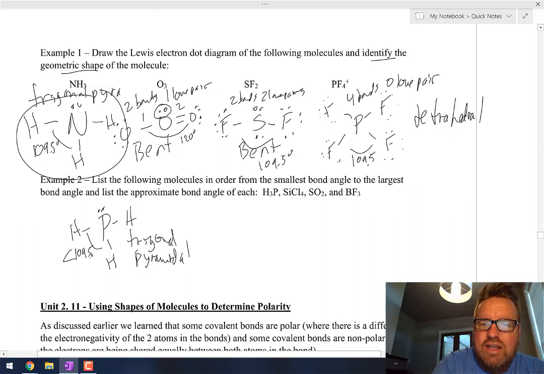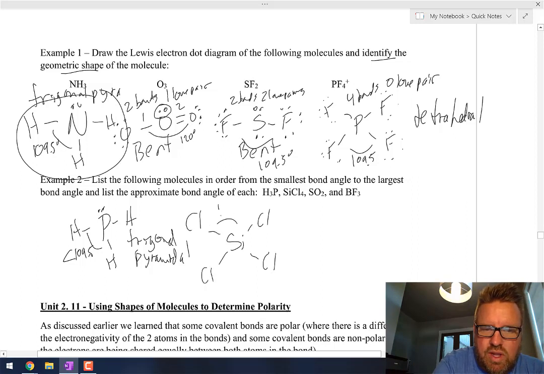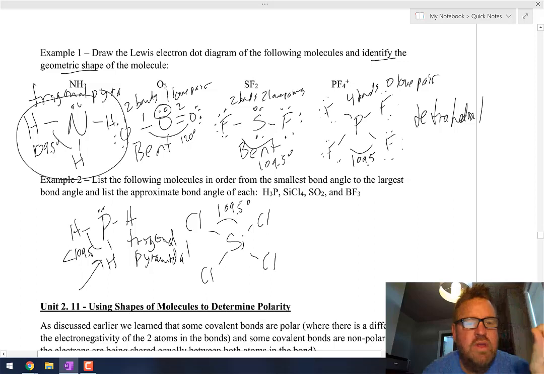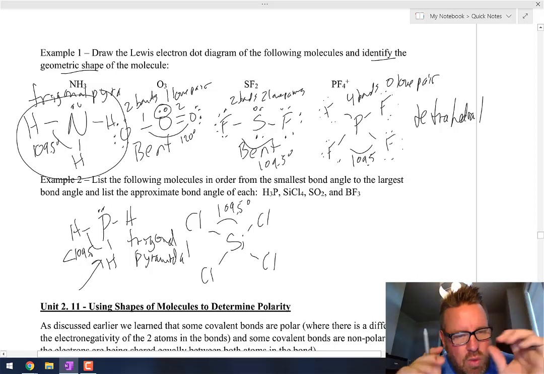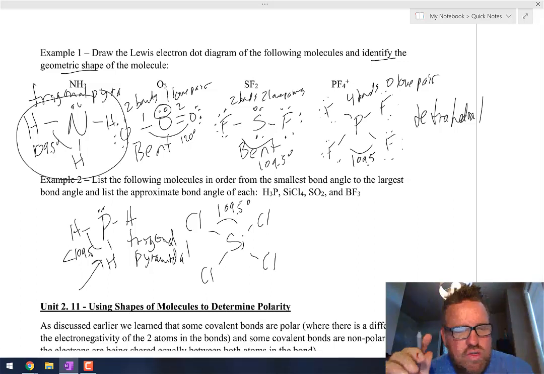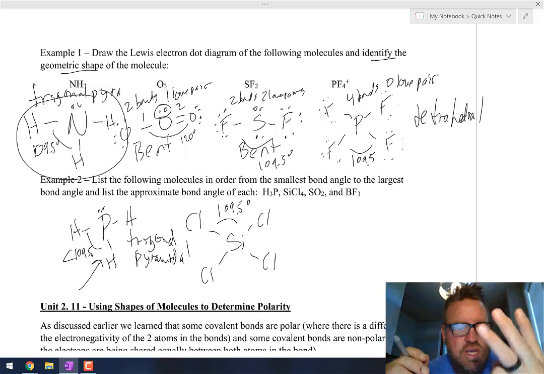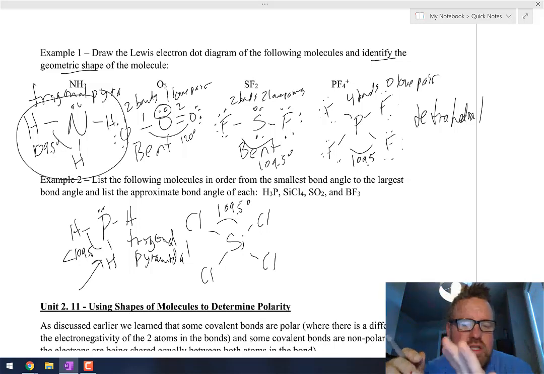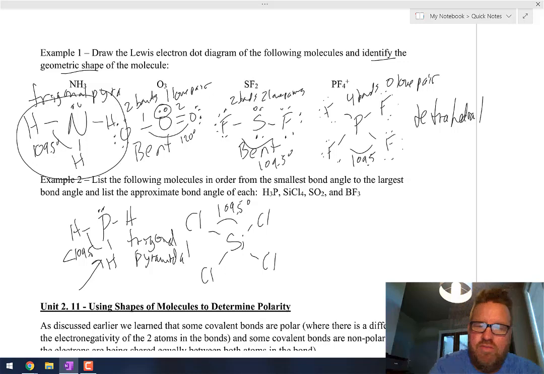On SiCl4, each chlorine is going to have 6 dots. I'm trying to move quickly, but that is a tetrahedral with 109.5 degree angles. So which one's smaller? PH3 is smaller because PH3 was a tetrahedral, but we took one of those bonds away. So it has 3 bonds and 1 lone pair, and so that's slightly less than 109.5.